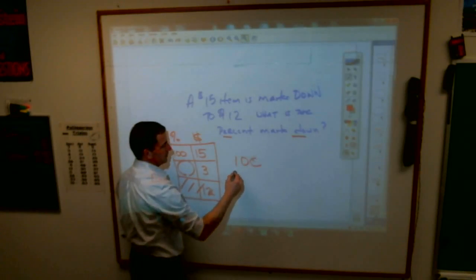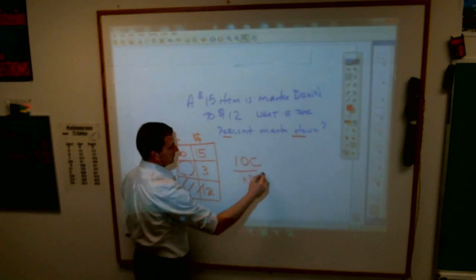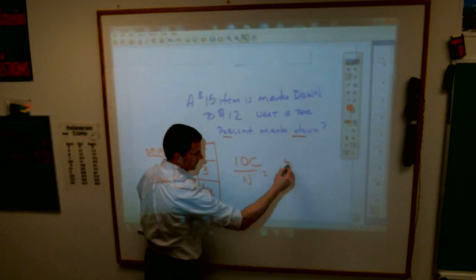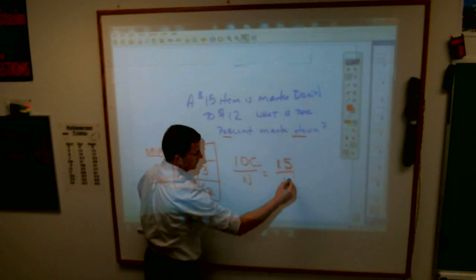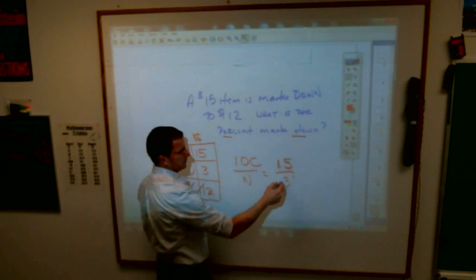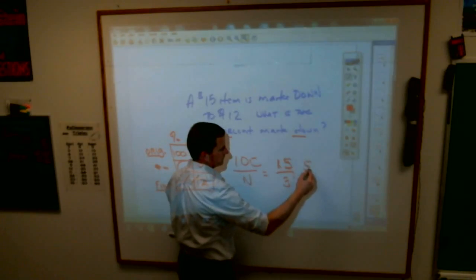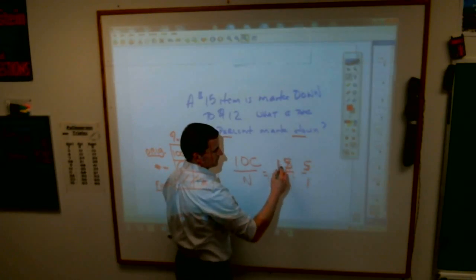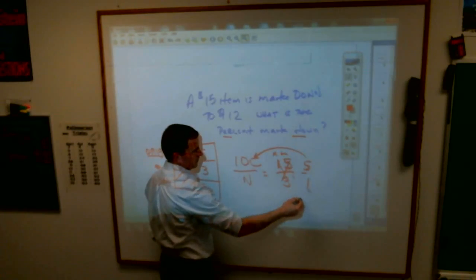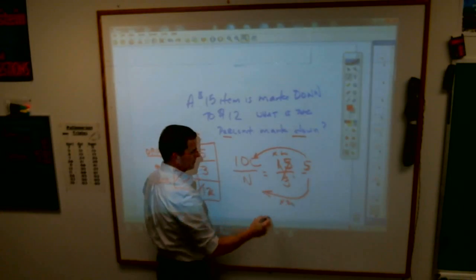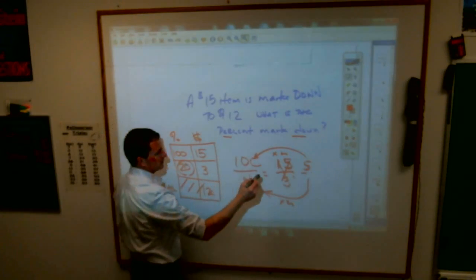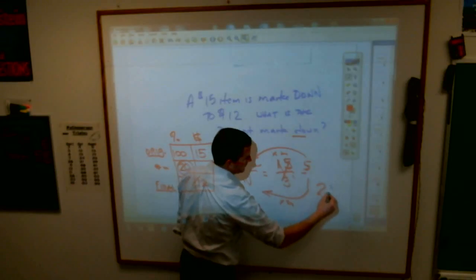So when you do the math, it's 100 over what number is 15 over 3. And you could very well reduce this to 5 over 1. 5 times what is 100? 20. So 1 times 20 is 20. What percent is it marked down? 20%.